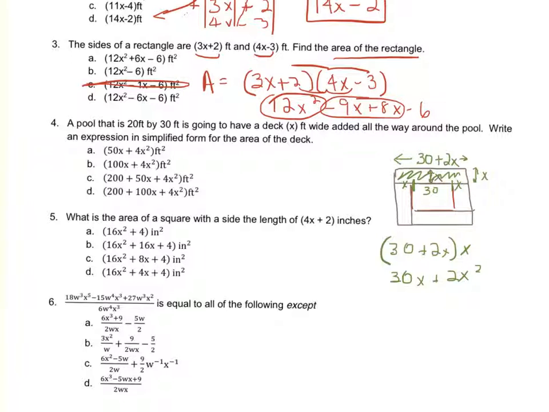Now to make my math easy, I'm going to finagle my drawing a little bit. I'm going to say, well, if I know that top strip, I actually know this bottom strip. It's going to be 30x plus 2x squared also. So I can add those two together.